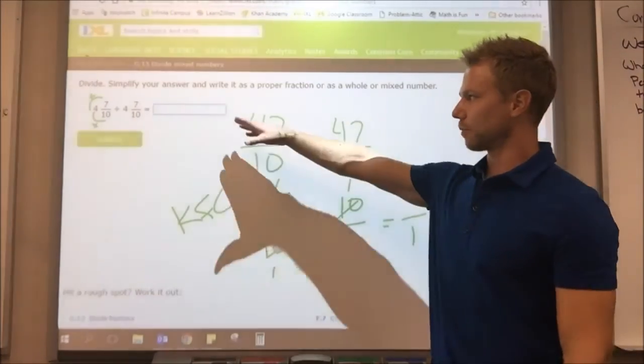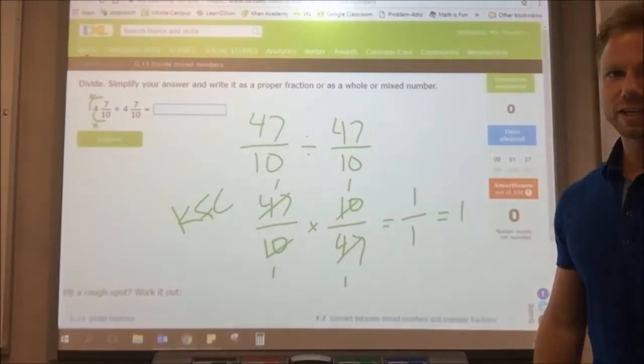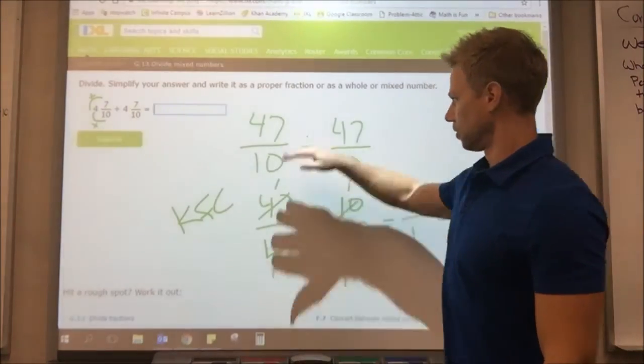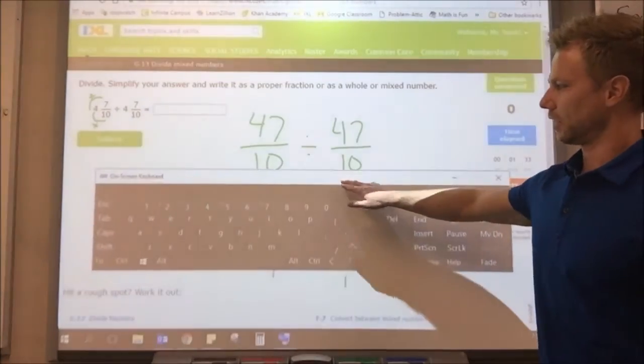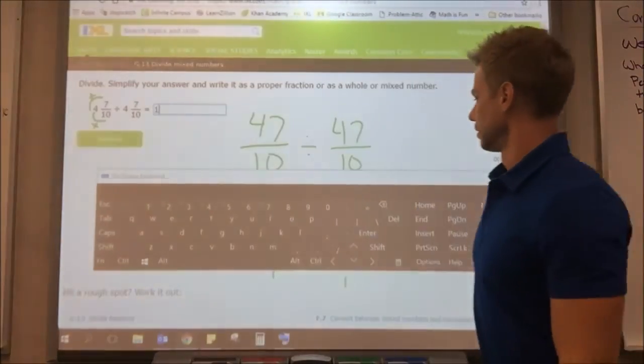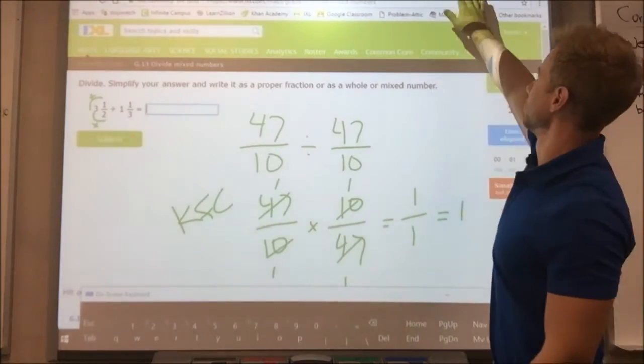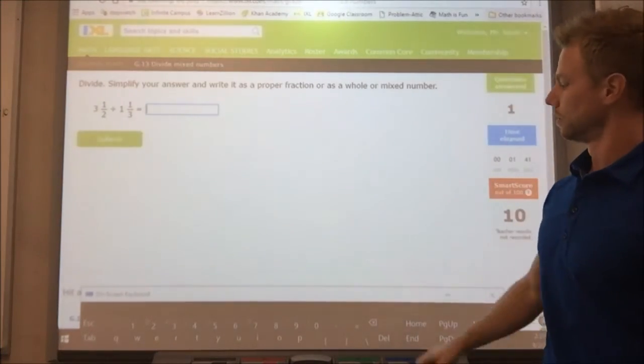Okay, if you could see that from the beginning, that 4 7/10 divided by itself was 1, you certainly don't have to go through all the steps and actually do the division. You could just enter the answer of 1. Okay, but I did want to show you why it works as well.